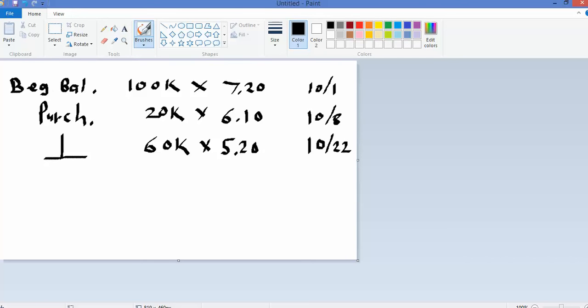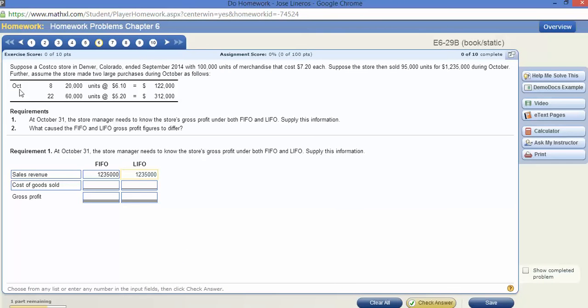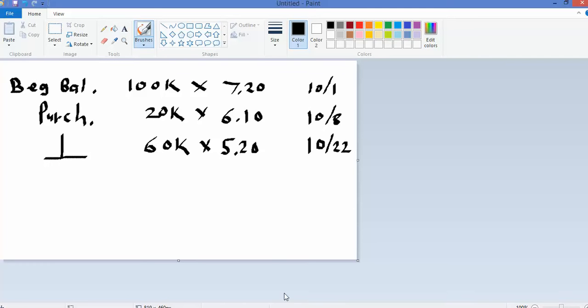So there's layer 1. The second layer comes in on October the 8th. 20,000 units were purchased, so you started with this many and added 20,000 units at $6.10 for $122,000. Again, don't focus on that right now. Focus on the units and the cost: 20,000 at $6.10.